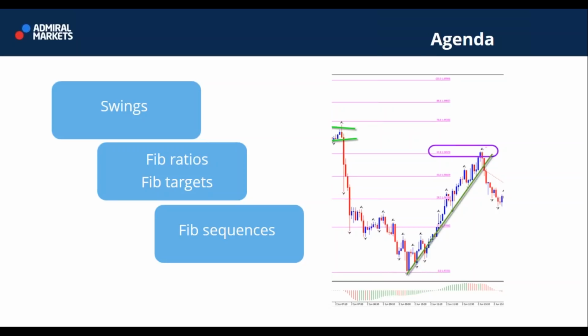Once we know how to use the Fibs, we're going to dive into what the targets are, what ratios, and also sequence levels. Generally speaking, price tends to respect Fib retracement levels and target levels if we place the Fib on the proper spot, but it is not a guarantee.